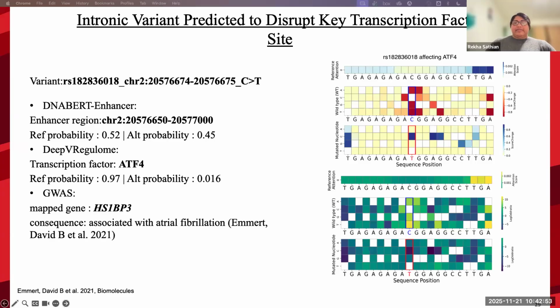And the impact can be seen from the plot. Similar to the previous example, there is a shift in the high attention region compared to the wild type when the mutation is there, or the mutated allele is present. The whole attention changes from that region, and thereby the function is lost.